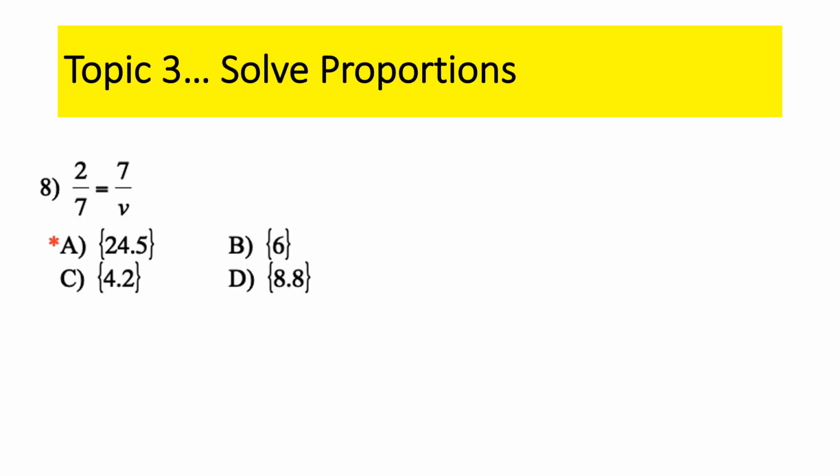All right, this might be hard for some of you. I will give you a proportion. That's two fractions that are equal, and ask you to solve for the unknown value. Notice there V is our unknown value. To solve proportions, you cross multiply. Upper left times lower right equals lower left times upper right.